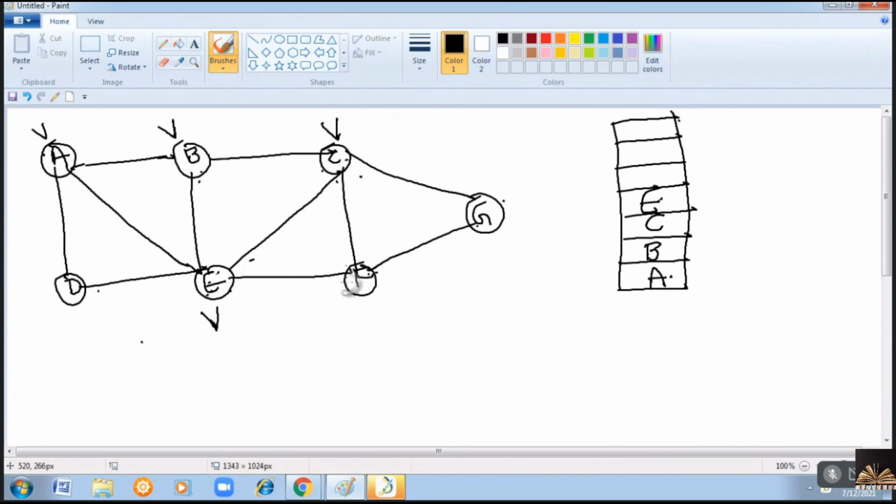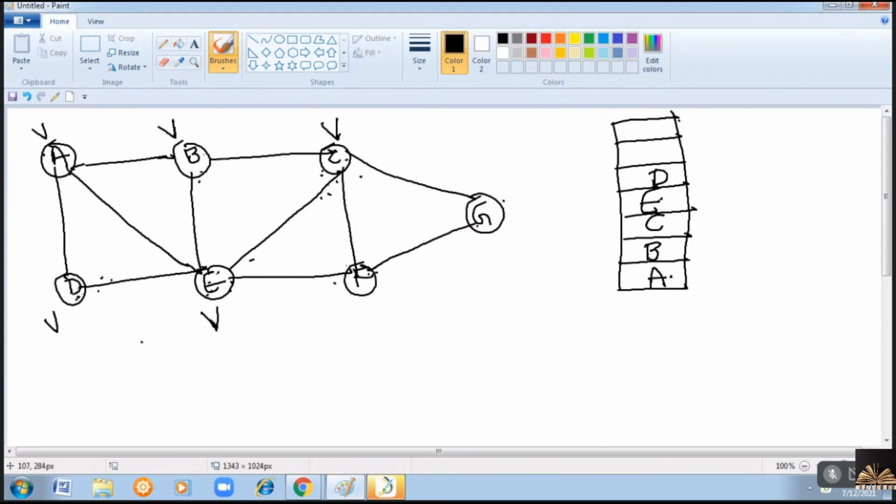Consider E. What are the adjacent vertices of E? Consider any one adjacent vertex. For E we have A, B, C, F, D. Total E is adjacent to 5 vertices. Among the 5, A, B, C are visited. D and F are not visited. So among D and F, you can consider any one. Let me consider D. Visit D and push it into the stack. Now your top of the stack is D.